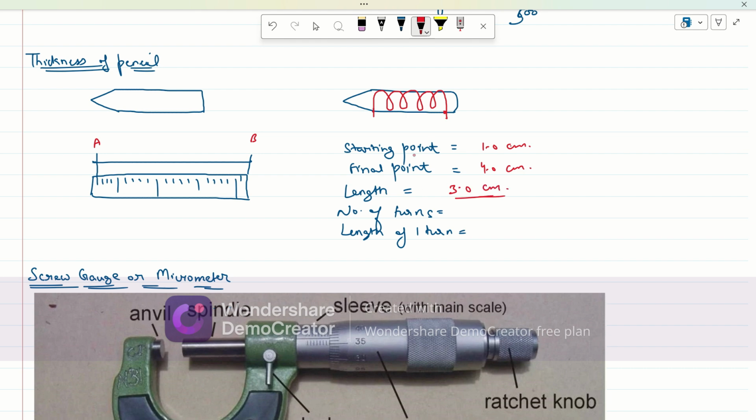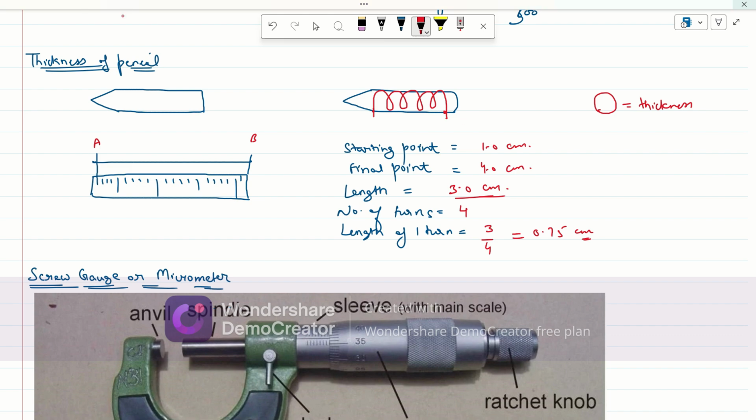Now in this 3.0 centimeter there are 4 turns. Number of turns is 4. So what will be the length of one turn? The length of one turn will be 3 by 4, that is 0.75 centimeter, and the length of this one turn will be equal to the thickness of the pencil. So this is one technique.